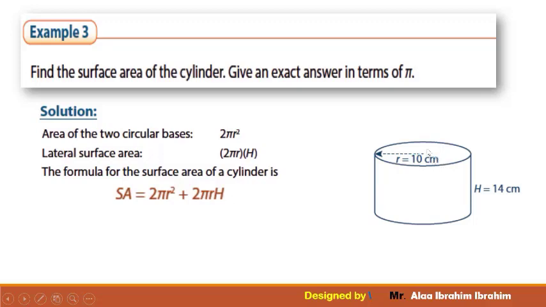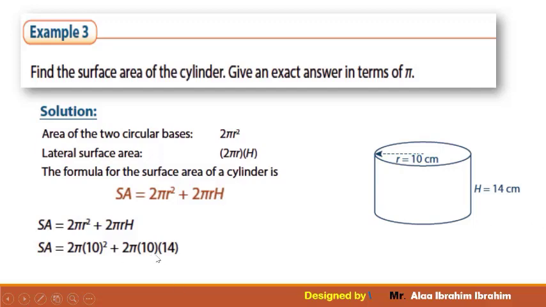Again, we find the area of two bases, meaning the area of a circle, then 2 pi r times height. So for the first part, I multiply 2 times pi times 10 squared. 10 squared is 100, times 2 is 200. And here 2 pi r h means 2 times pi times 10 times the height, which is 14. So I multiply all of this.